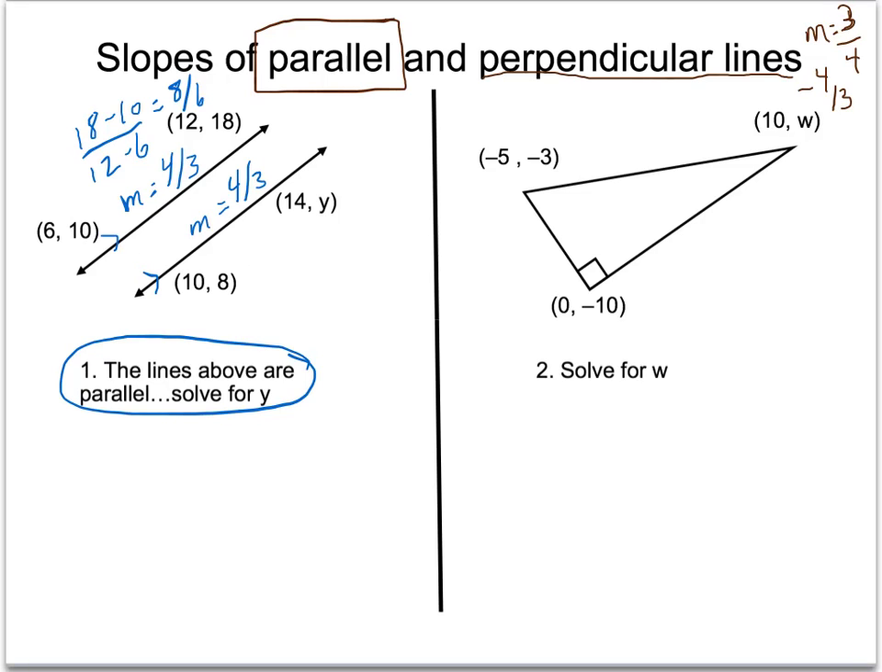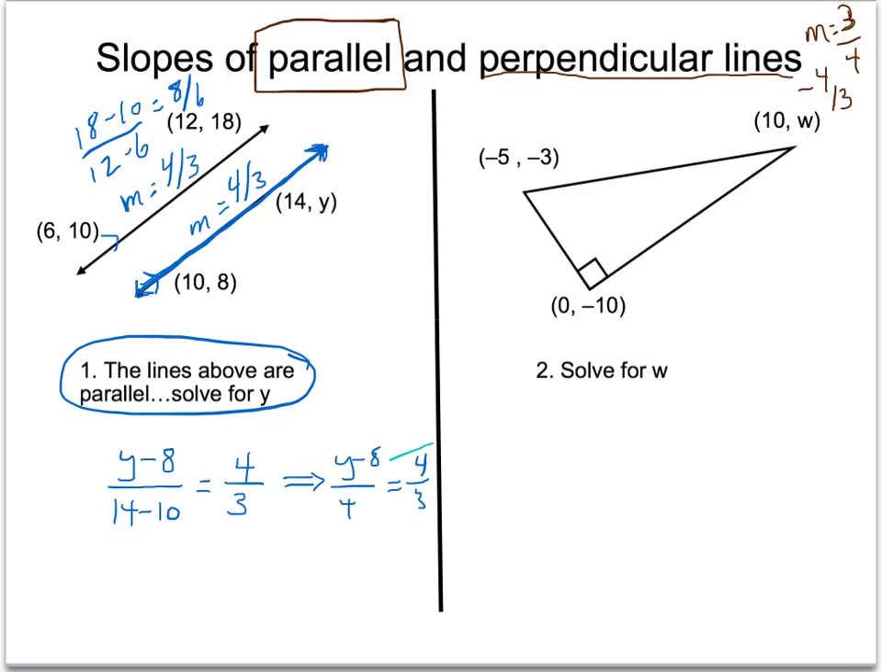So we're going to say the difference in the y values, in other words, y minus 8 divided by 14 minus 10, that is going to give us 4/3, because we have already established the slope of this second line is the same as the slope of the line on the left. They're both a slope of 4/3. So at this particular juncture, we're simply going to cross multiply. Now, to make it a little bit easier for us, we can change this equation into y minus 8 over 4 equals 4/3.